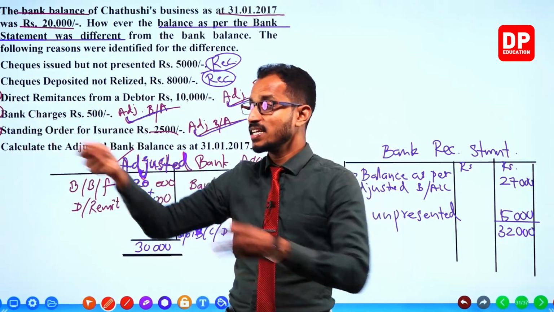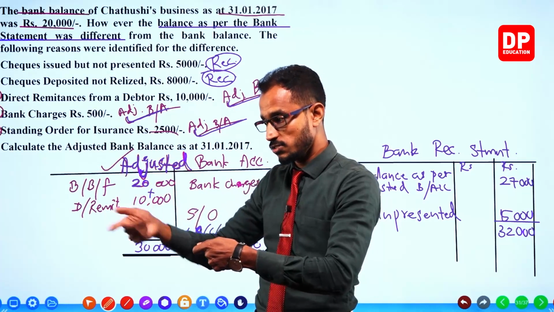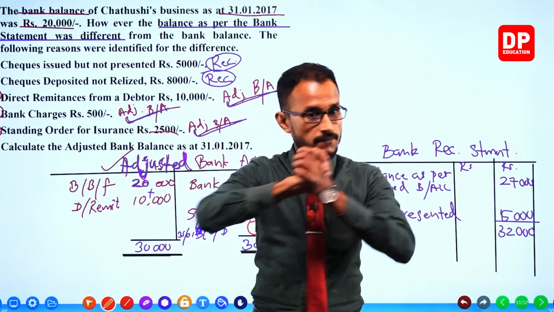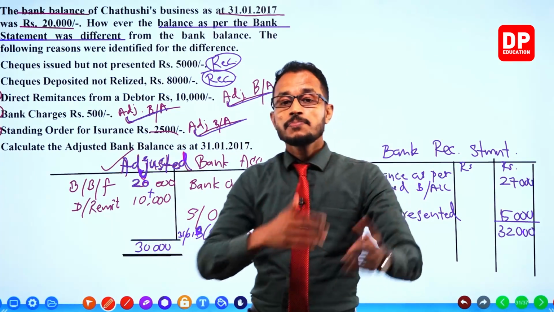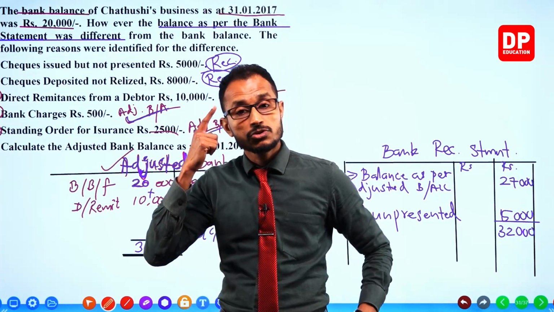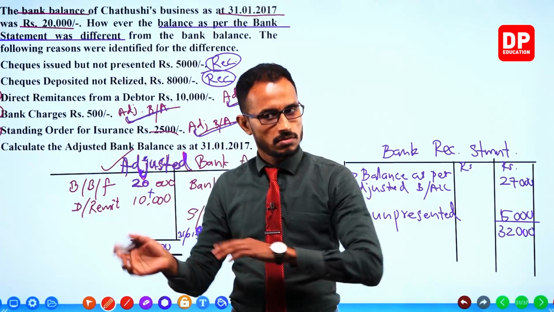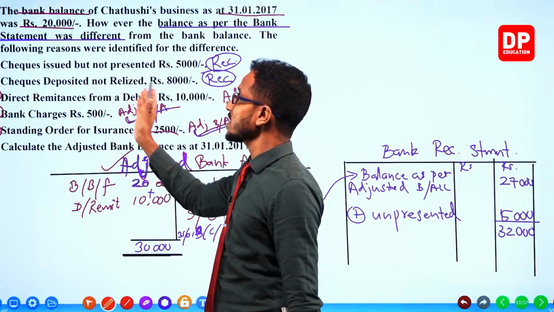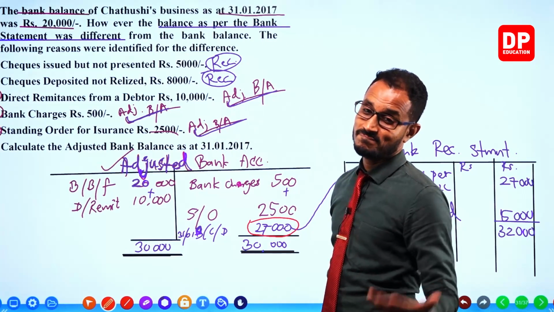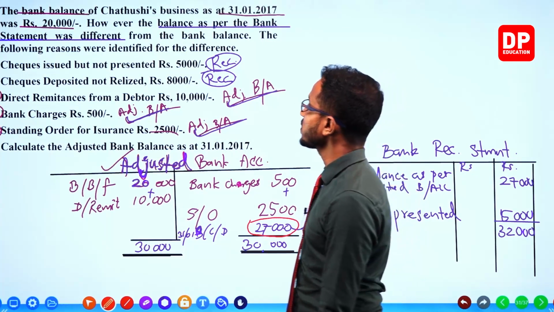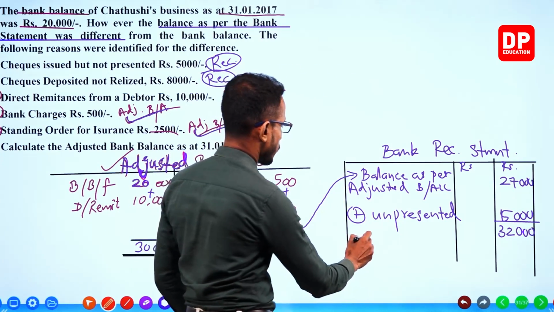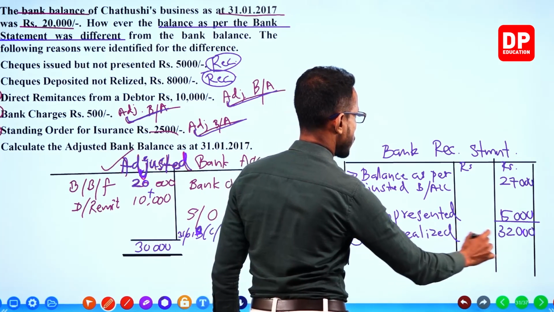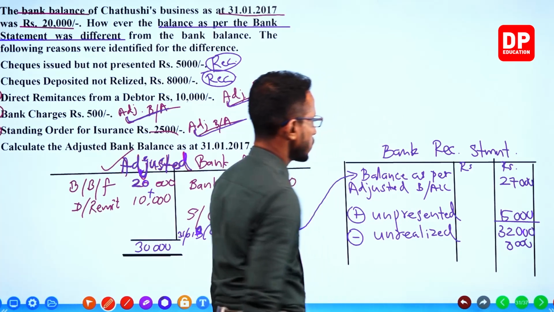Next, we have checks deposited but not realized. We have collected checks from our customers and deposited these checks in the bank. When we deposit, we debit those checks because money is going into our bank account, our bank balance increasing, but they have not been realized yet by the bank. That means the bank has not added them. Let's subtract. 8,000 should be subtracted. Unrealized 8,000.